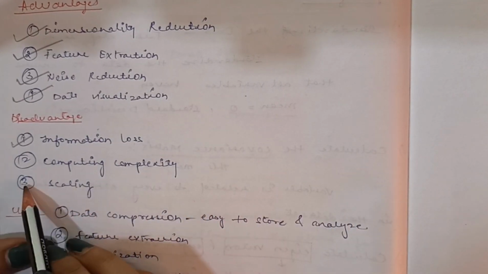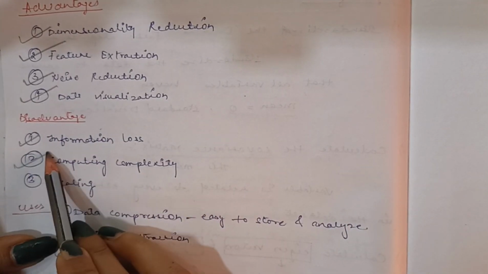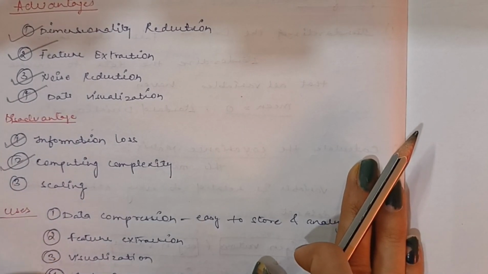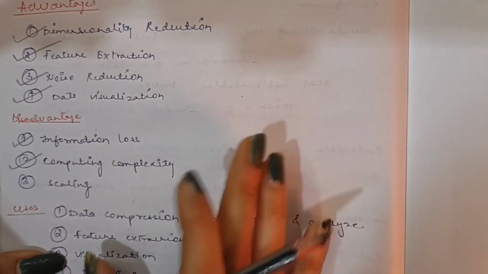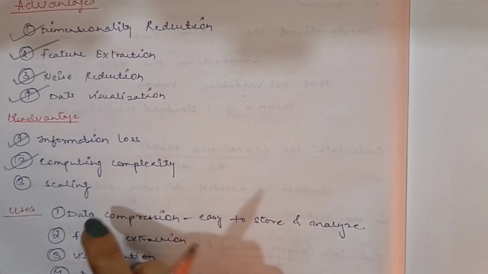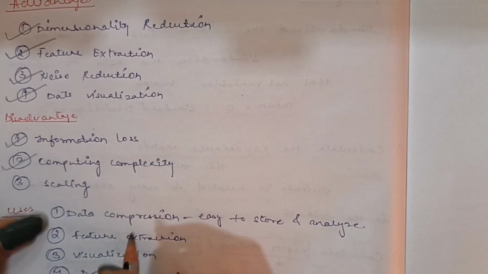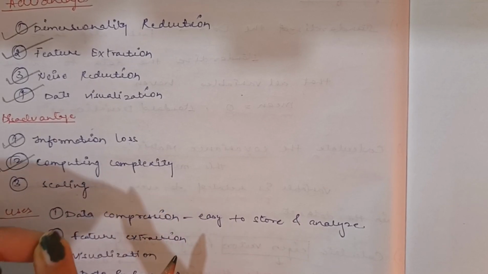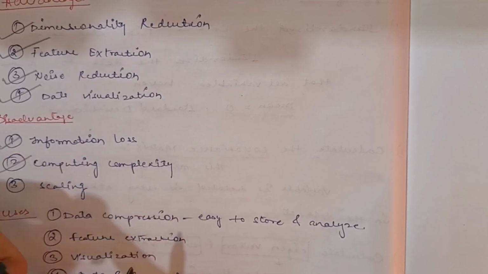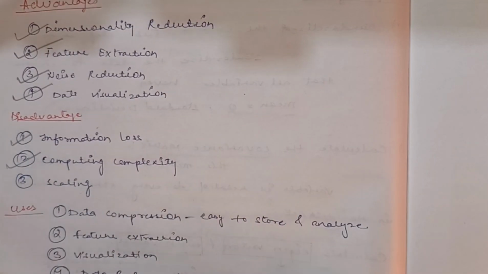Another disadvantage is computing complexity. For big data sets, it can be costly to compute the eigenvectors and eigenvalues of the covariance matrix. Another disadvantage is scaling. That is, PCA makes the assumptions that the data is scaled and centralized, which can be the drawback in some circumstances.